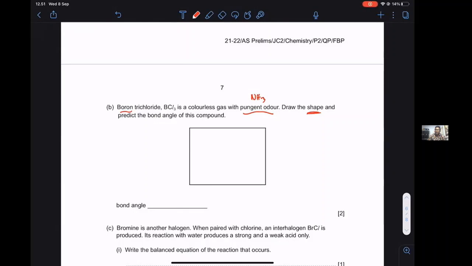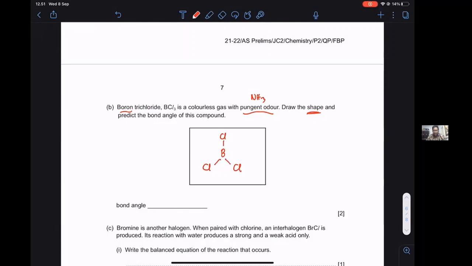Yeah, so it's 5. Yes, so group 13. Okay, so 3 valence electrons. If you have 3 valence electrons sharing with 3 Cl, you just need to show it like this. There is no lone pair. As long as you show it like this, it is enough already.